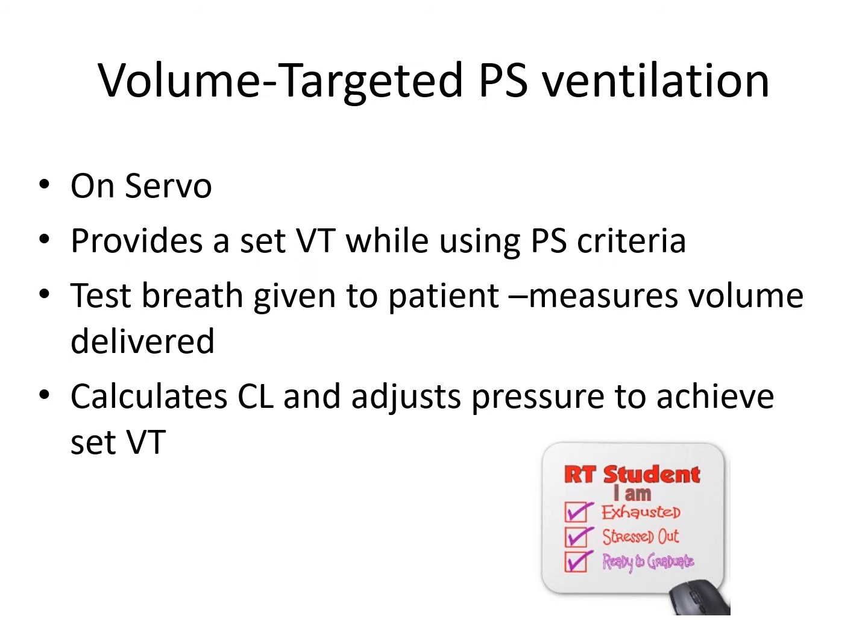Alright, another one is called volume targeted pressure support ventilation. You can find this on the servo. It's basically pressure support ventilation but with a volume target. So it provides a set tidal volume while using pressure support criteria. So we generally want a tidal volume of about 4 to 6 mils per kilo, or a tidal volume at about 3 to 600 is what you're looking at.